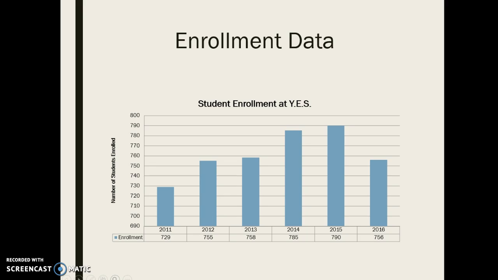Enrollment data. As you can see, the number of students enrolled at Youth Elementary School was increasing over a number of years and then again leveled off and dropped in 2016. This is probably because of redistricting lines that were drawn in our county.